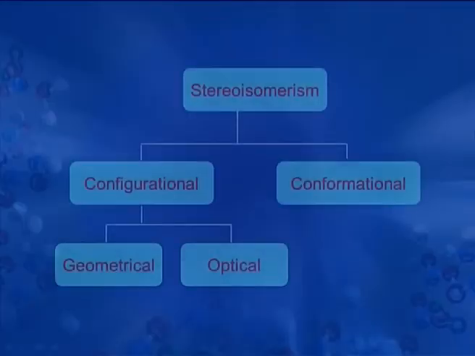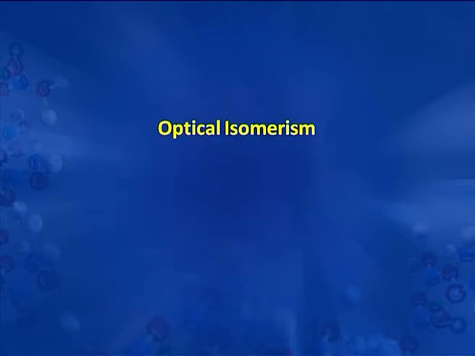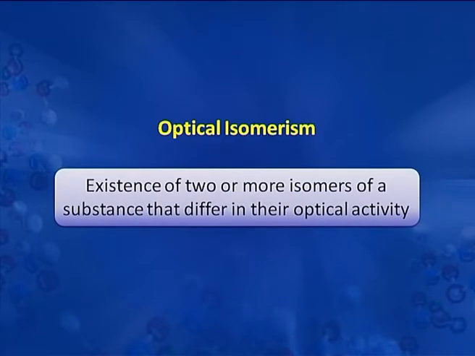In our previous session, we had discussed that configurational isomerism, which is one type of stereoisomerism, can further be of two types. We have already discussed geometrical isomerism in our previous session. Today we shall talk about optical isomerism. What is optical isomerism? It is existence of two or more isomers of a substance that differ in their optical activity. What is optical activity?